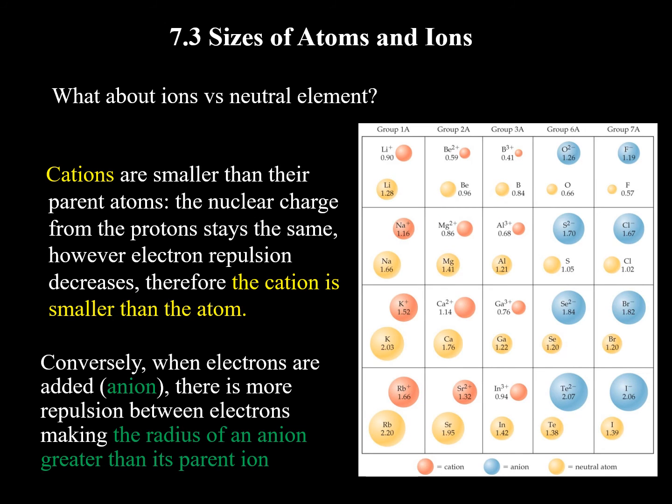In terms of cations and anions, if you recall, a cation is when you have a positive charge, and an anion is when you have an overall negative charge. So if you compare two elements, for instance, sodium versus sodium plus.